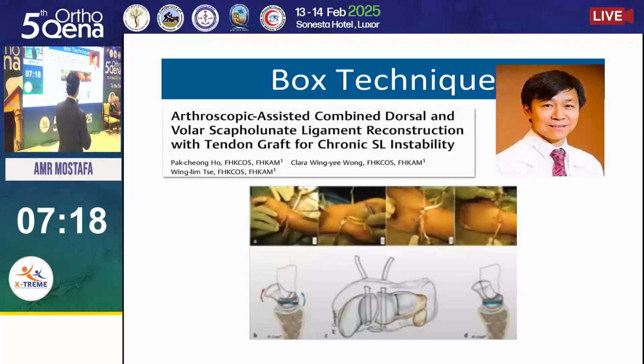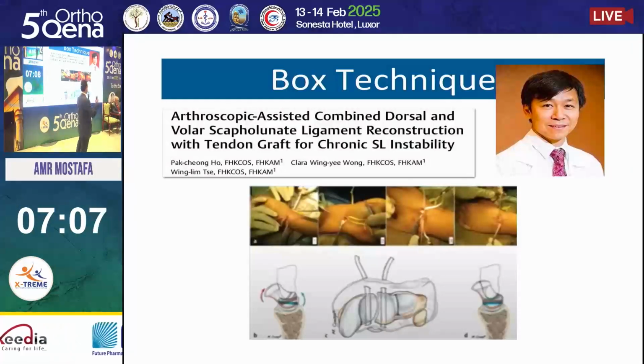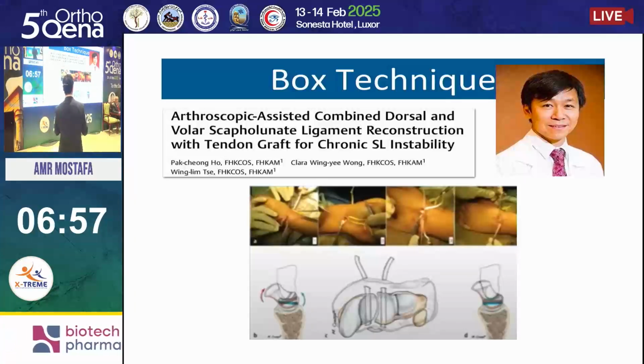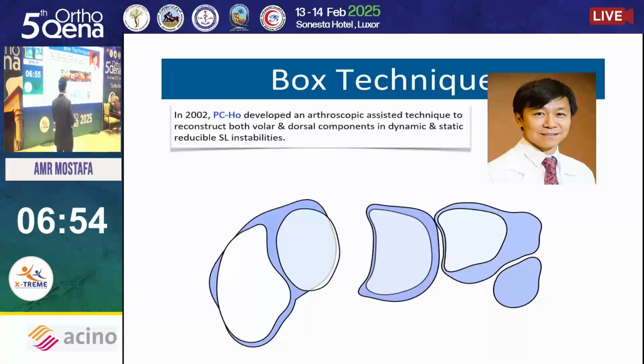The idea, as you can see in the photo underneath, is that he tried to do both: to reconstruct the scapholunate and to link the scapholunate to both capsules, the volar and dorsal capsule. He tried to reconstruct both the volar and dorsal parts. I thought it would be a good technique and it's done arthroscopically, but I will show you my results.